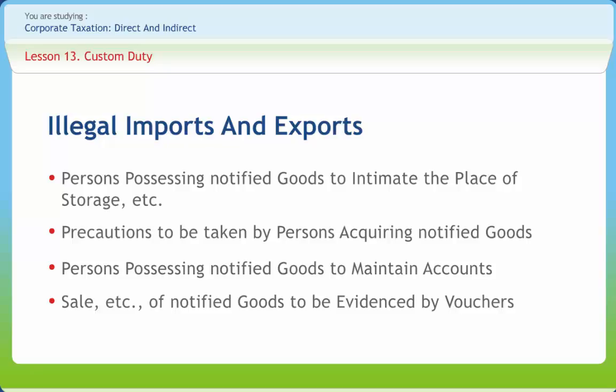Second is precautions to be taken by persons acquiring notified goods. No person shall acquire, except by gift or succession from any other individual in India, after the notified date, any notified goods, unless such goods are accompanied by the voucher referred to in Section 11F or the memorandum referred to in subsection 2 of Section 11G, as the case may be.